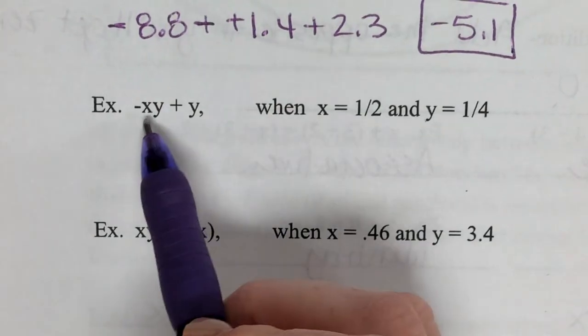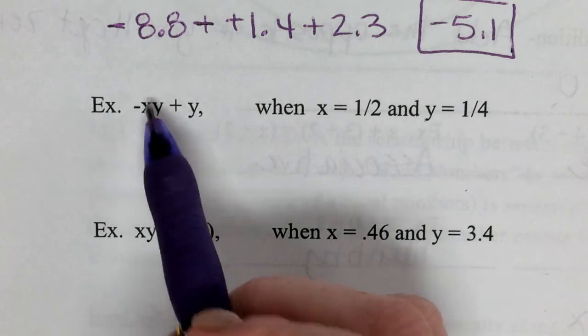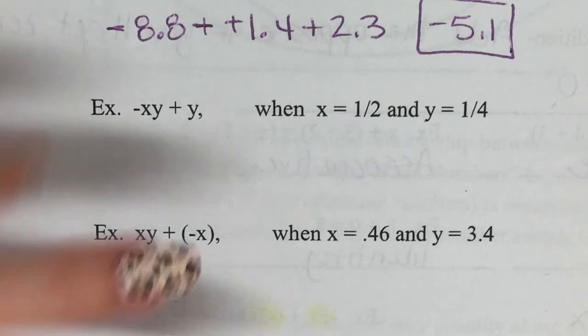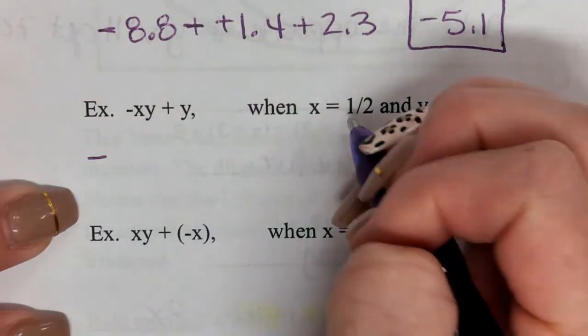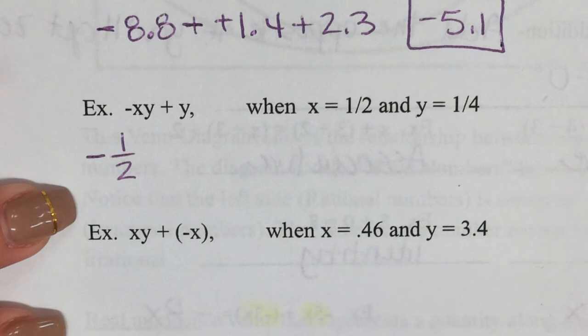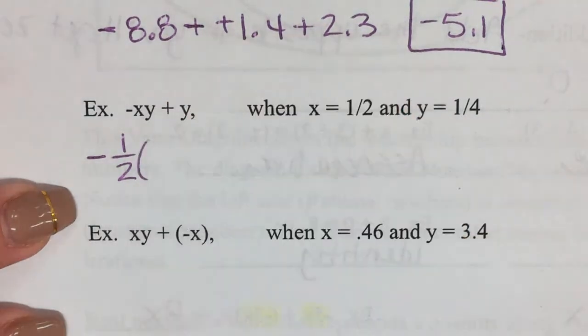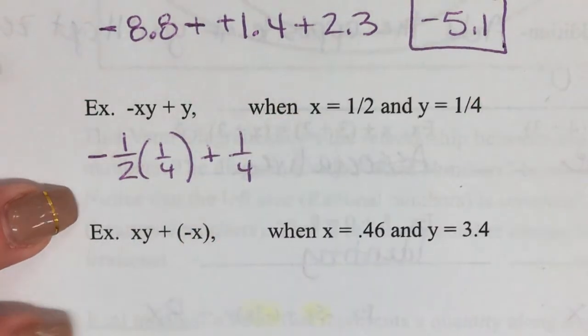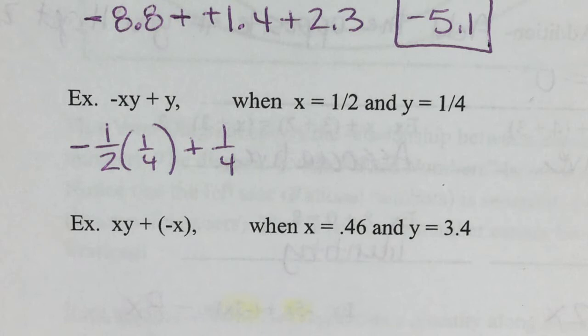Hey, what does this mean right here? Multiply, right? When they're next to each other? Multiply. Which technically shouldn't even be in this lesson because it's adding and subtracting, but it's here. All right, here we go. Negative. Now X. What's X? 1/2. Times. I'm going to use parentheses. 1/4 plus 1/4. Could you put in 0.5 and 0.25? Yeah. Does it matter? No.